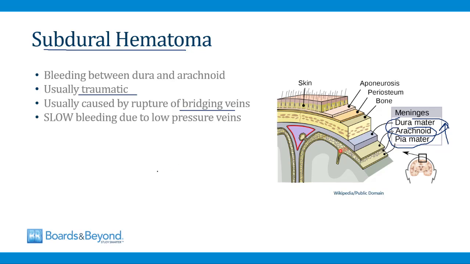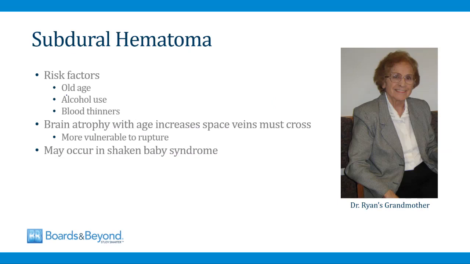Because it's a venous bleed, not an arterial bleed, the bleeding is usually slow because there's low pressure in the veins, and this leads to a slower onset of symptoms, in contrast to subarachnoid hemorrhage, which comes on abruptly because that's bleeding of an arterial vessel. The risk factors for subdural hematoma are older age, use of alcohol, and being on blood thinners.